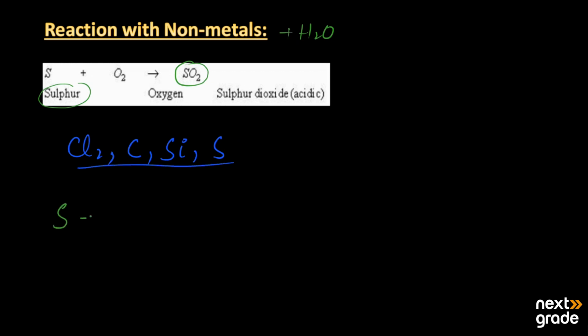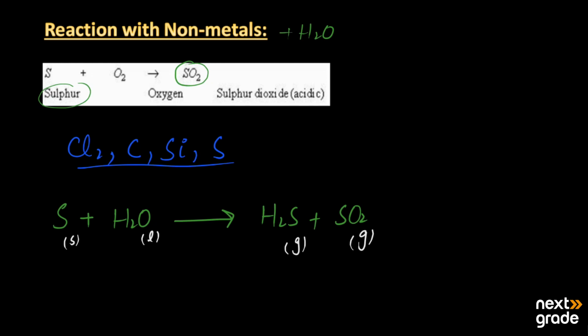When sulfur reacts with the water molecule, the products we gain are hydrogen sulfide gas, H2S, plus sulfur dioxide. Two types of gases are produced here. The sulfur is in the solid state, the water is in the liquid state, hydrogen sulfide is a gas, and sulfur dioxide is also a gas. By balancing the equation, we get 3 sulfur and put a 2 here. Now this is called a balanced chemical equation. When non-metals react with water, different types of products are produced.